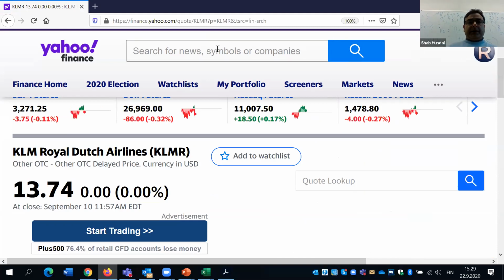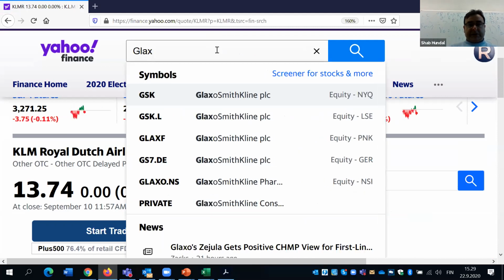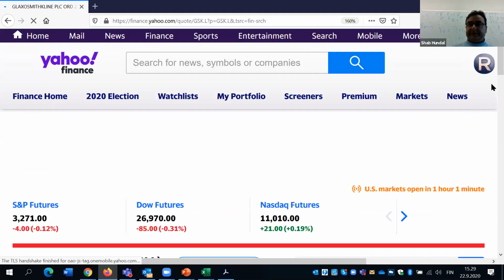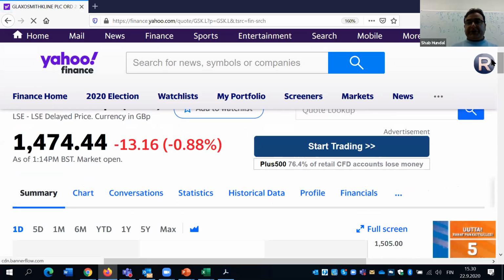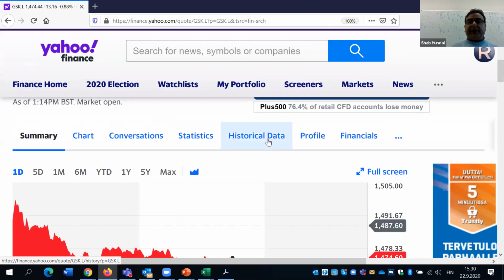Okay, to the GlaxoSmithKline, GlaxoSmithKline LSE. If you want to see the data of dividends, always go to the historical data.